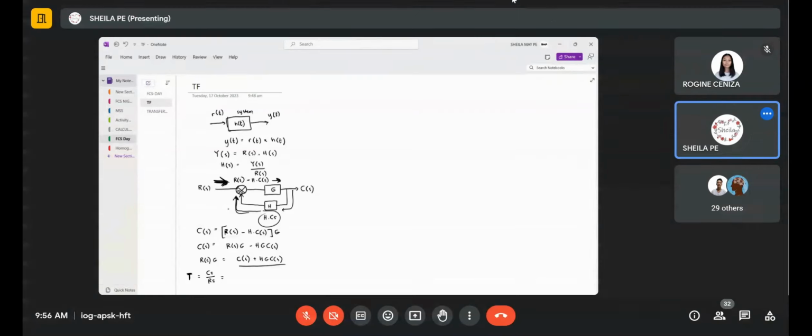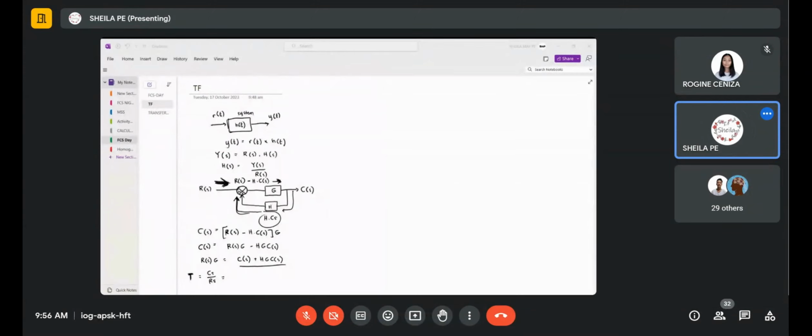Now given RS equals G, RSG equals CS plus HGC of S. Can you still hear me? Yes, ma'am. Okay, given that, class, we can factor out CS from here. CS is common, so that's 1 plus HG, right? Then we can have this equal to RSG. Then from this part on, we can have our RS over CS.